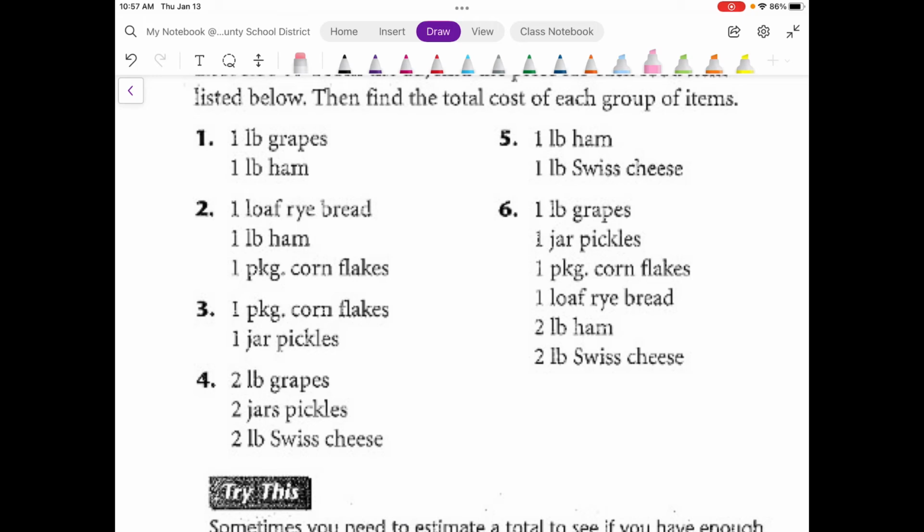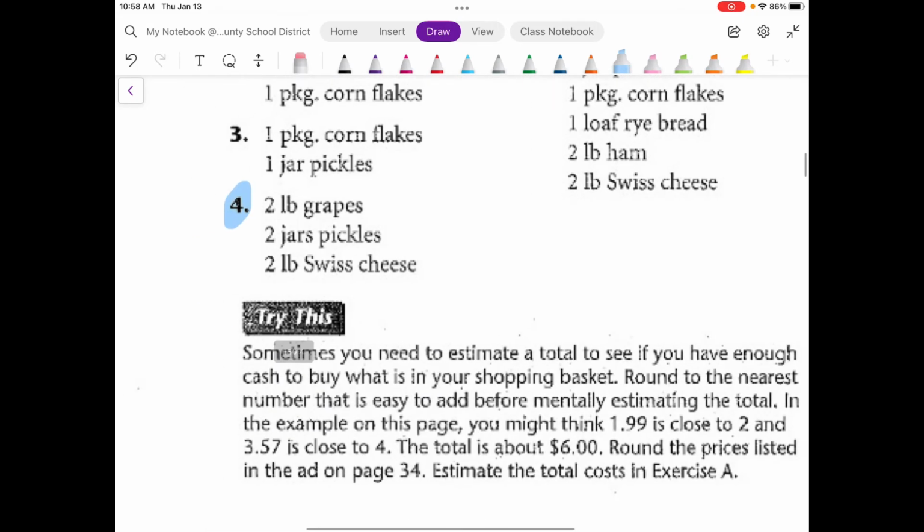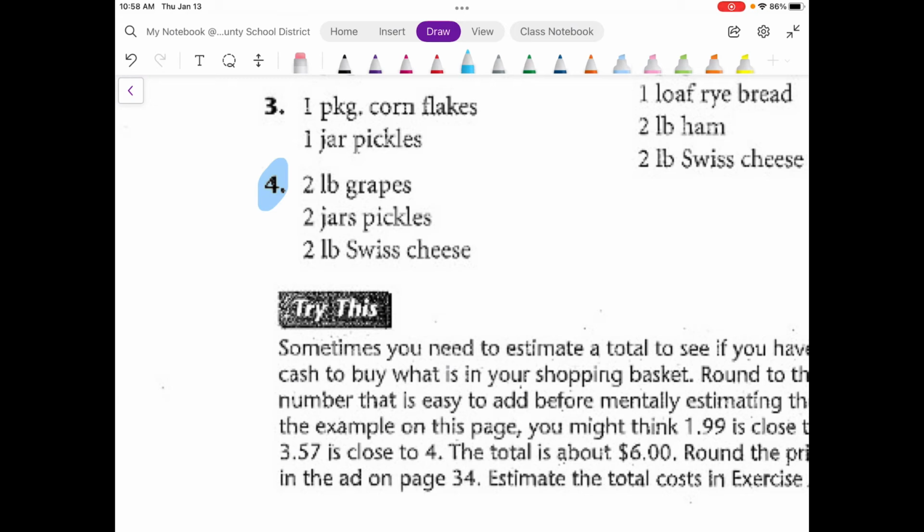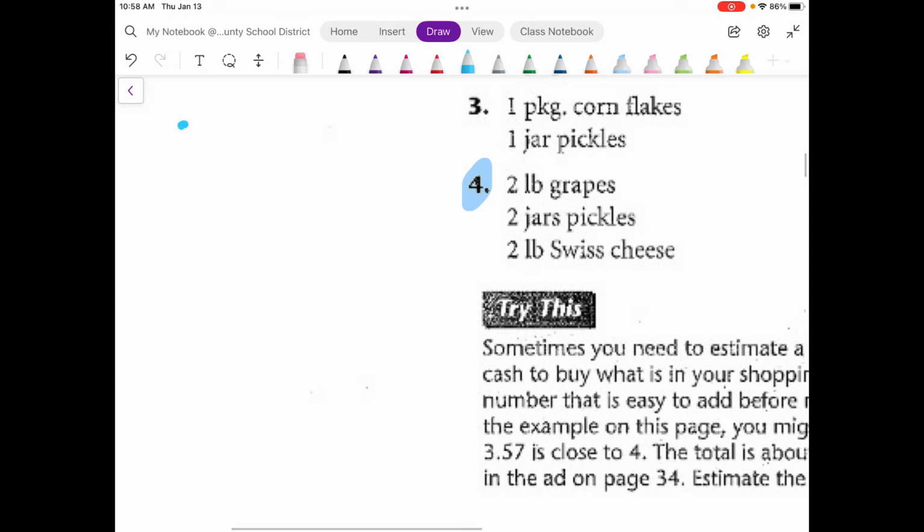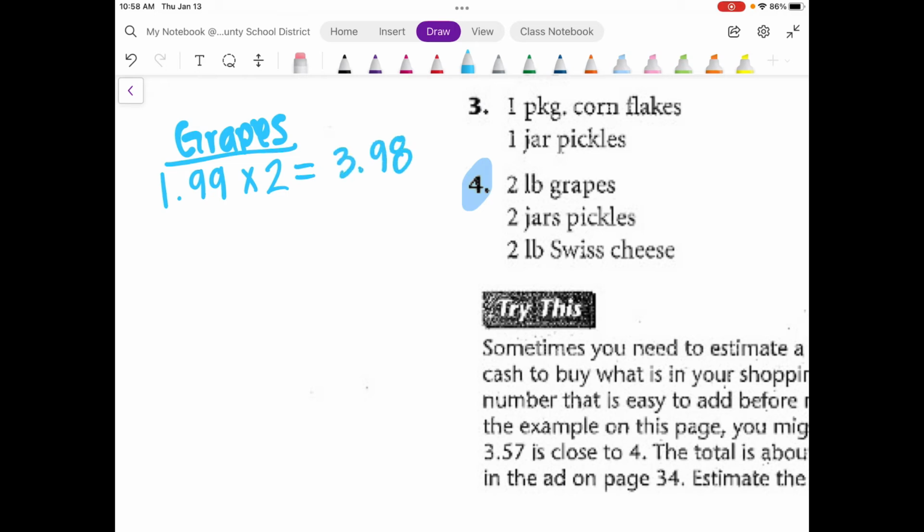So if I were to do example 4, in example 4 I have 2 pounds of grapes. So I'm going to look at my table. I see that the grapes, and you might need to go off to the side and do this part, the grapes are $1.99 per pound, and I'm buying 2 pounds. So I need to multiply that, and we're going to round to $3.98.